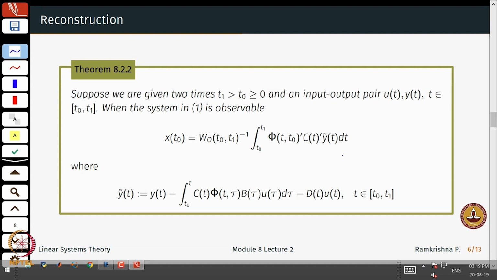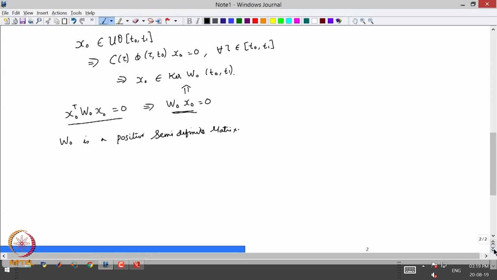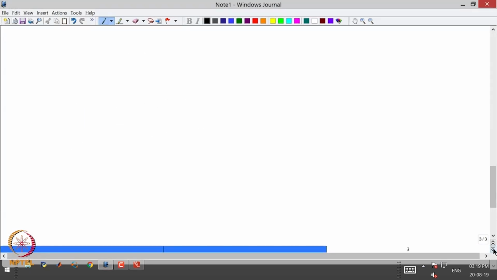The next thing we will see shortly is, given the Gramian, how to reconstruct the state. We will do the computations and then come back to this result. I start with x dot equal to A(t) x(t) plus B(t) u(t), and y equal to C x plus D u.